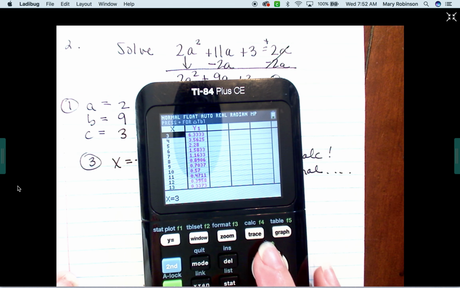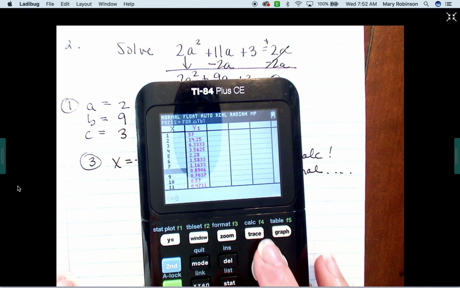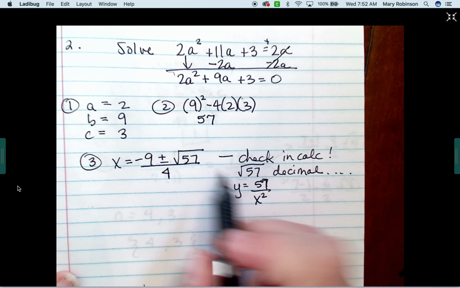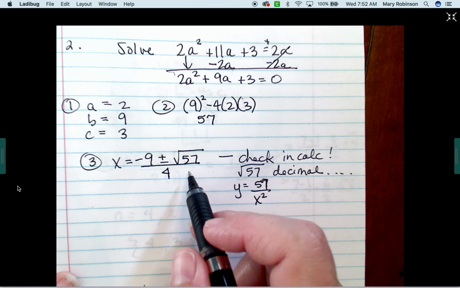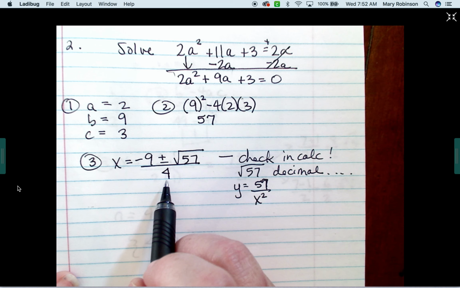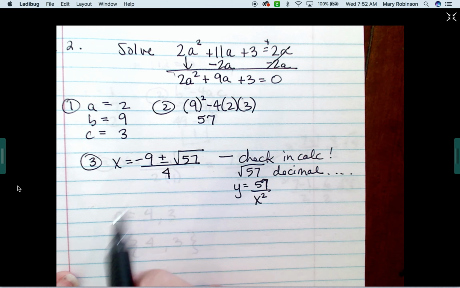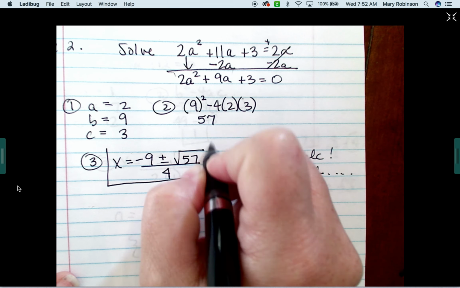Oh, interesting. When I do this, I have 1 and 57, but I have no more. There are no other options. So what that means is that I cannot simplify the square root of 57 and I leave it. And in fact, because I've already done the 2 times a, which is 2 times 2, and I get 4, I'm done. So this is my answer.